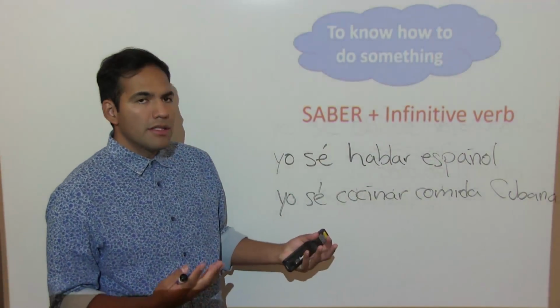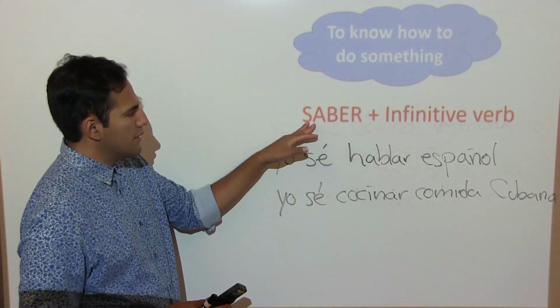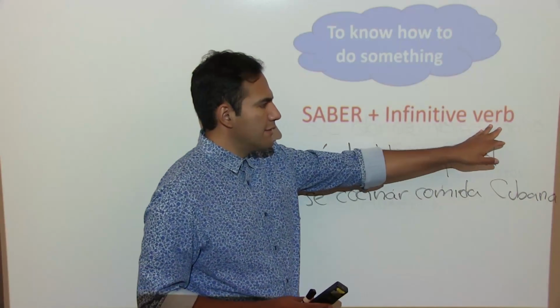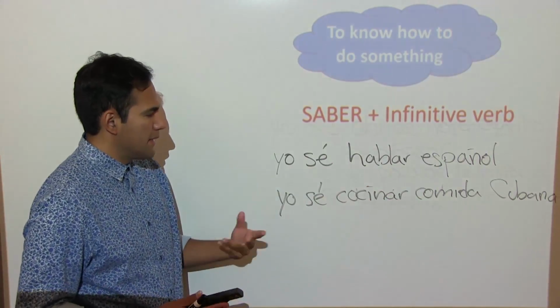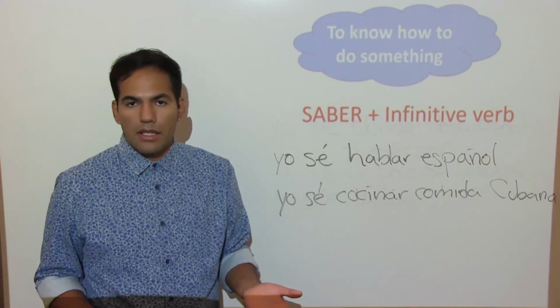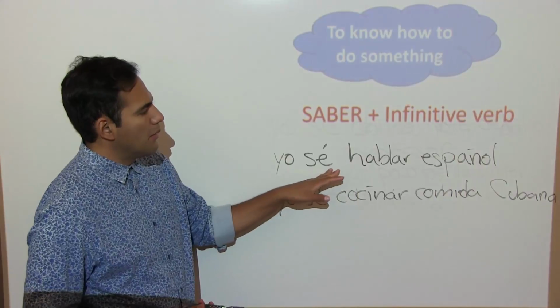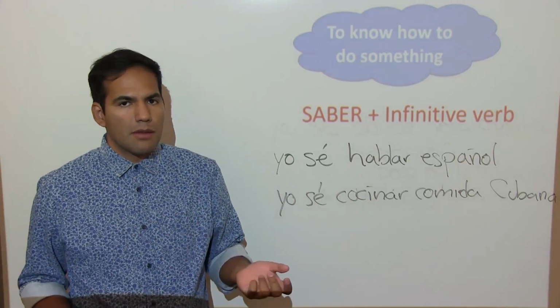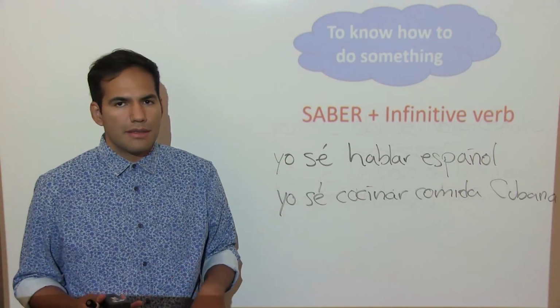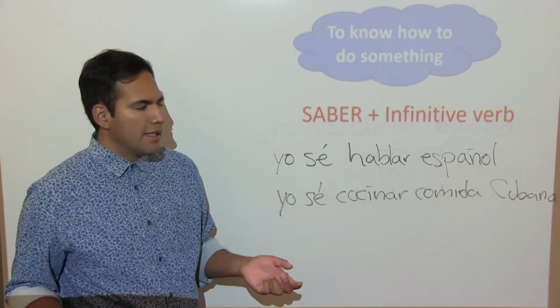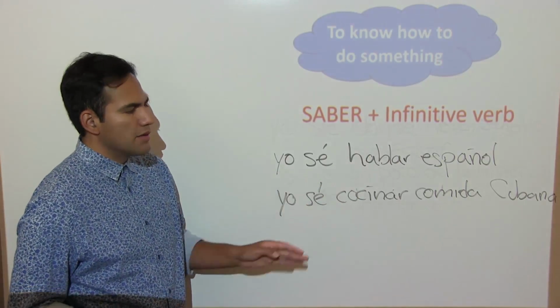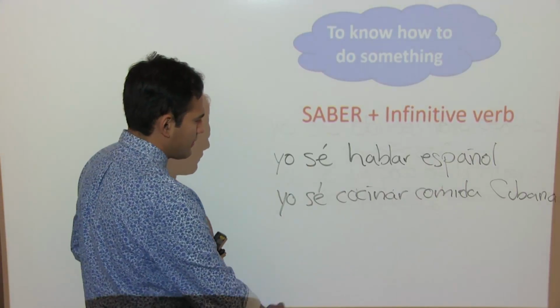So notice, if we know how to do something, we're always going to use the verb saber plus the infinitive verb. In this case, all these verbs are in their infinitive because we're just describing that we know how to do that. So whenever talking about if you know how to do something, how to speak a language, how to play an instrument, how to anything, basically anything, you can always use this format for that.